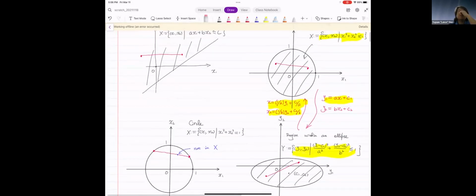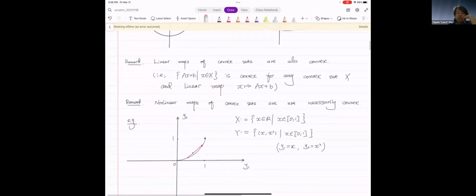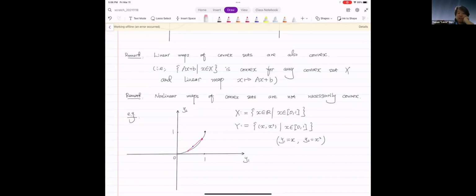Now, this is another property that's very important for convex sets. I'm not going to prove it over here, but it's something that we can prove by the definition of convexity exactly. So linear maps of convex sets are still going to be convex sets.